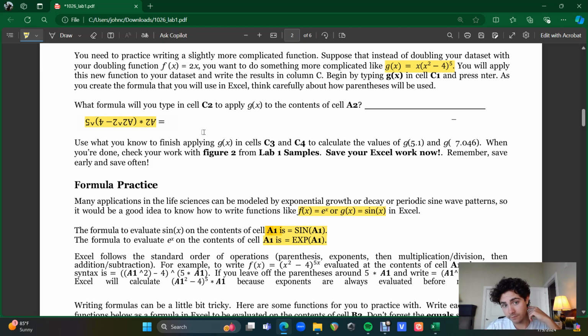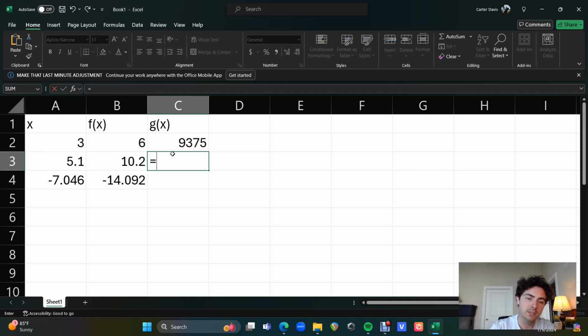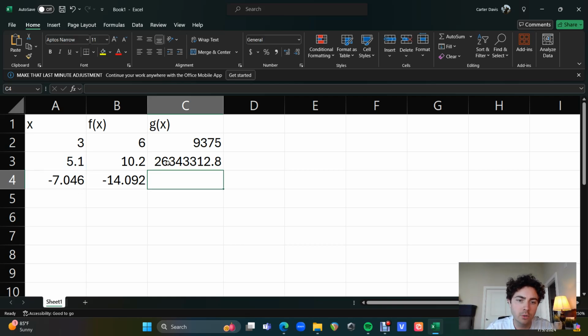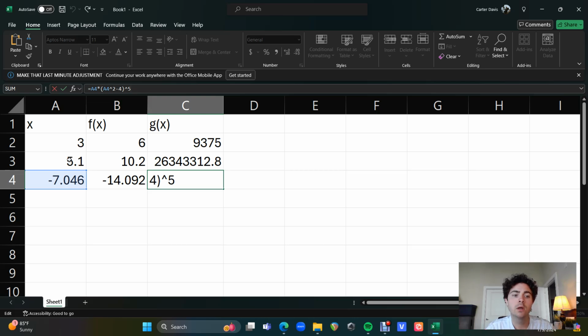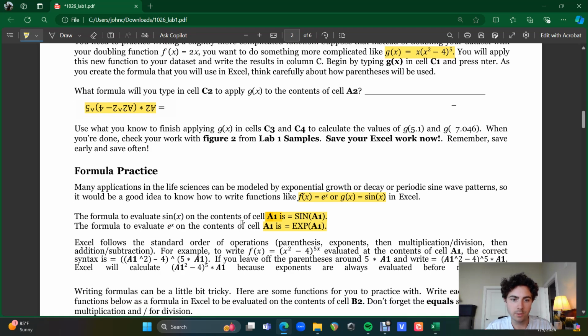Use what you know to finish applying g of x to C3 and C4 to get those g values for the other x values. So we retype in this whole equation. It'd be this times this squared minus 4 raised to the 5th. I'm not going to do it for the next one because later on you learn that you can just click and drag this down and it'll type that formula for you, applying to the next one. We'll talk more about that once we get there, but let's keep it going.